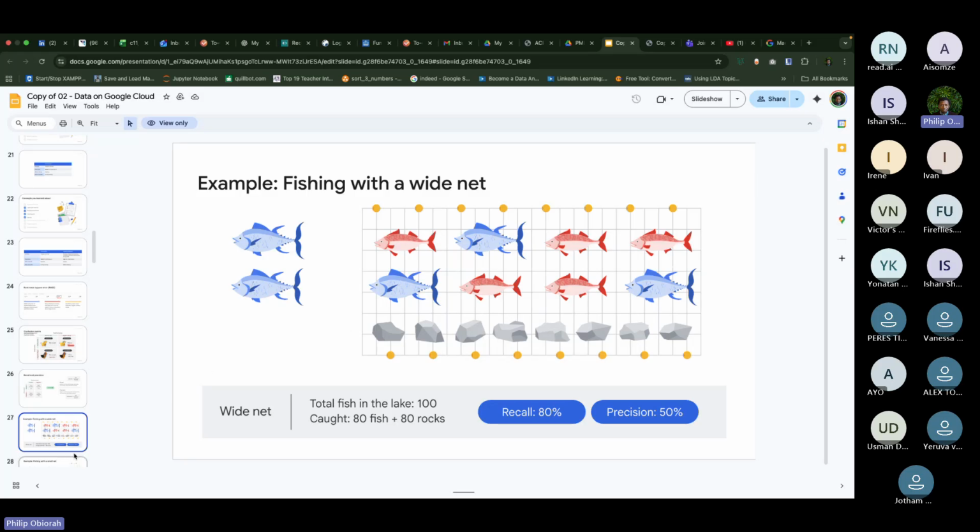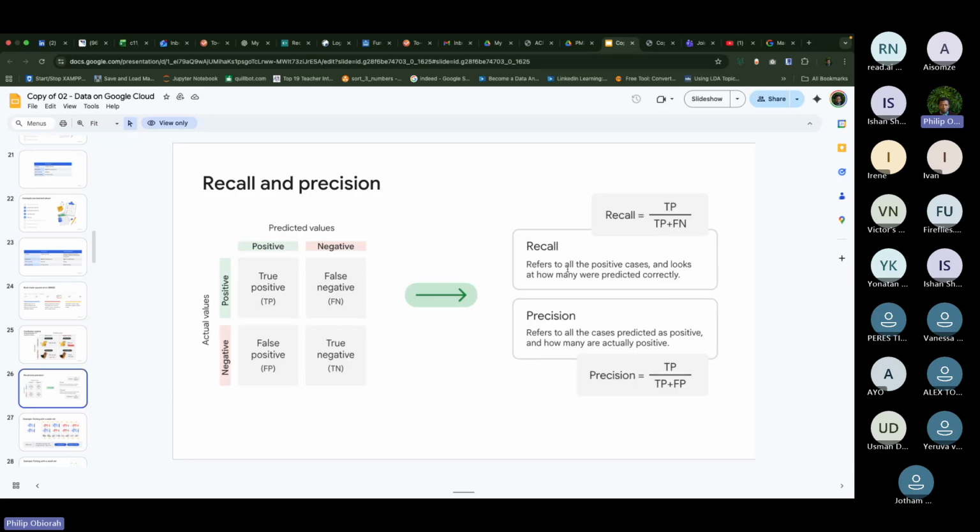So there are some circumstances where you might prefer recall to precision. For instance, in medical diagnosis and disease screening, we want to be able to catch every person, to detect anybody that has breast cancer or a disease.